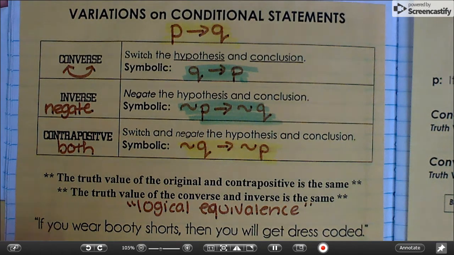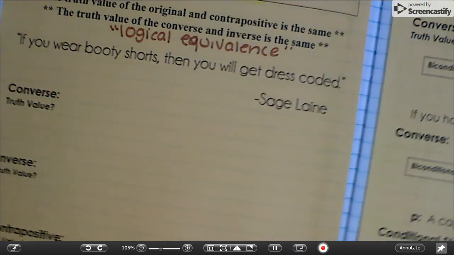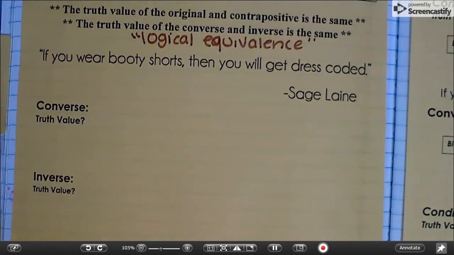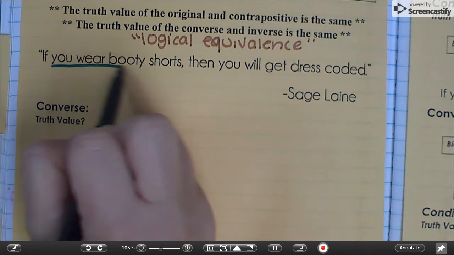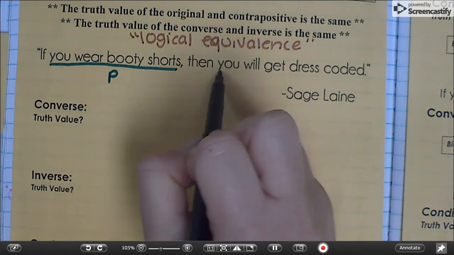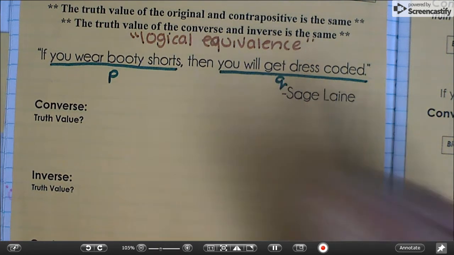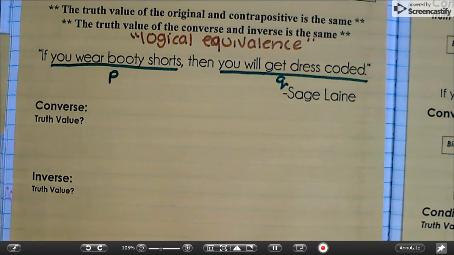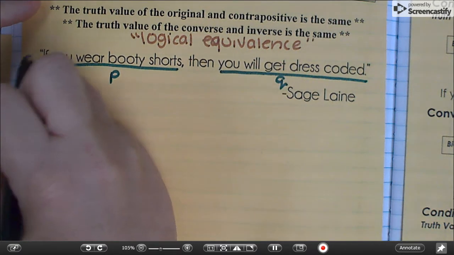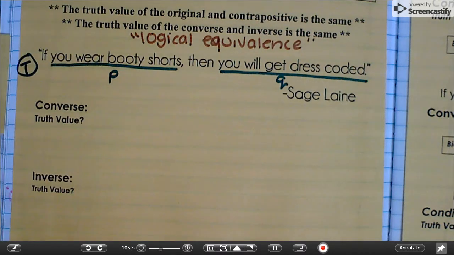So we're just going to do one example of all of these: converse, inverse, contrapositive, so you can see how it works and have an example in your notebook. If you wear booty shorts, then you will get dress coded. That's the original. This is the hypothesis, P. This is the conclusion, Q. And is that true or false? It's true. If you wear booty shorts to school, you're going to get dress coded.